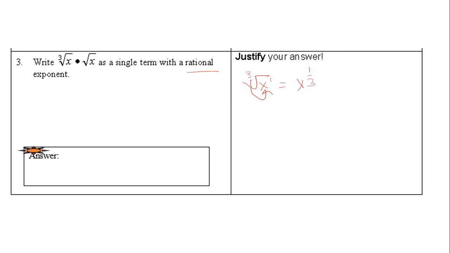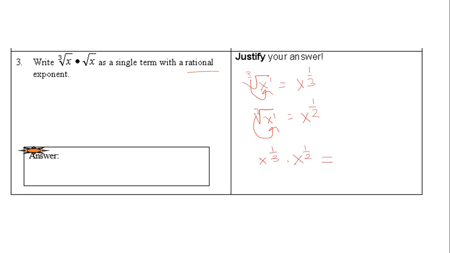Now, if I do the same thing with the square root of x, remember there's a 2 here and a 1 here. That 2 is going to go over, power over root again, and I'm going to get x to the 1/2. Now, remember I'm multiplying these together. So I'm going to take x to the 1/3 and multiply it by x to the 1/2.